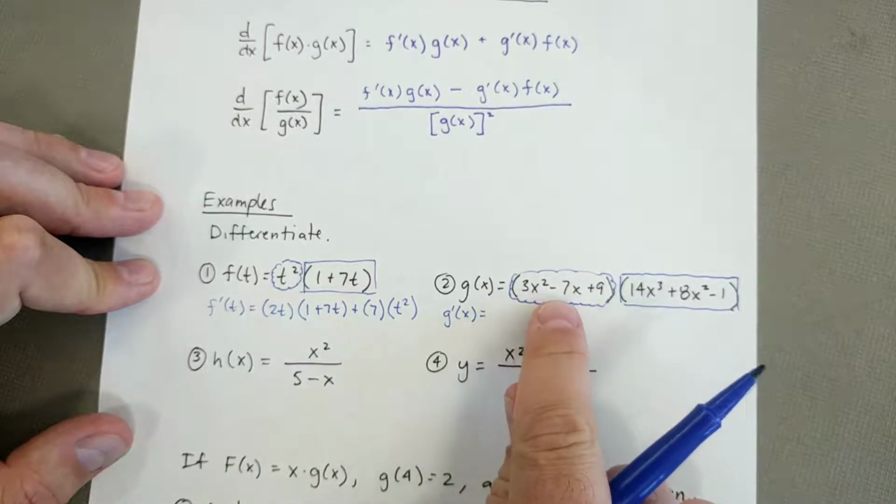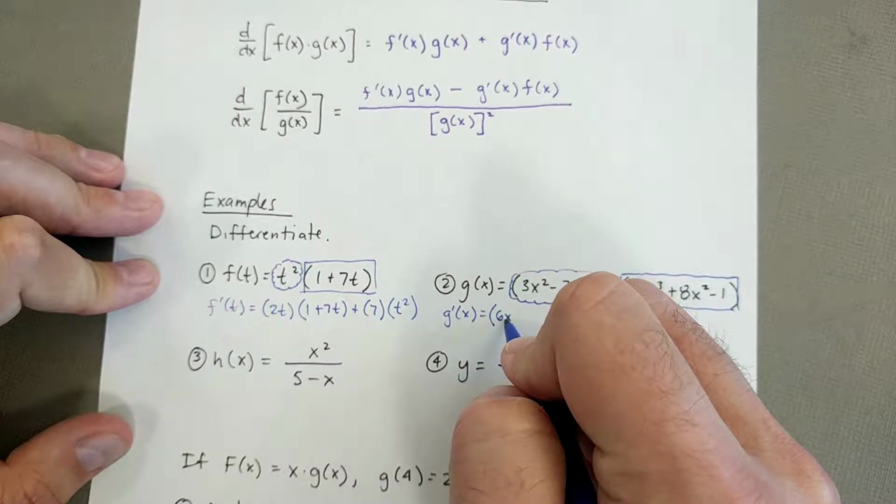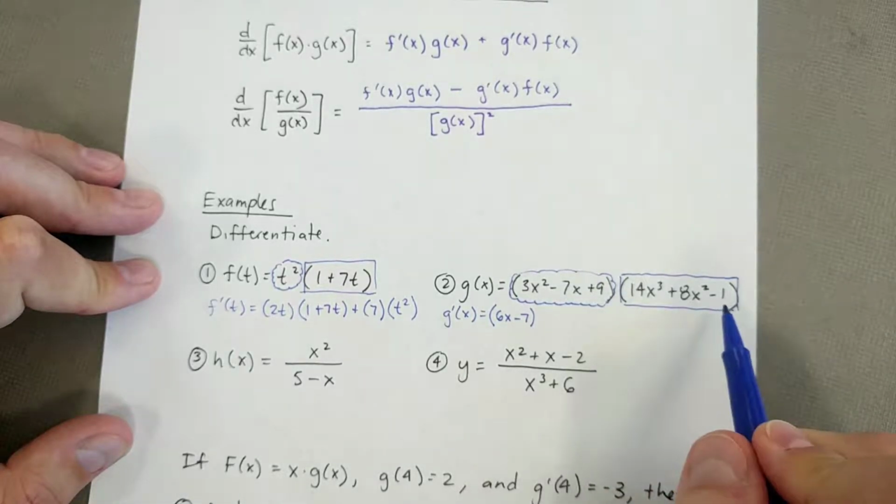So the derivative of the first thing. Using my power rule, I got 6x minus 7 times the second thing.